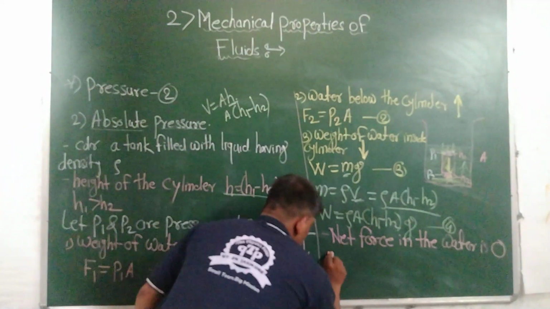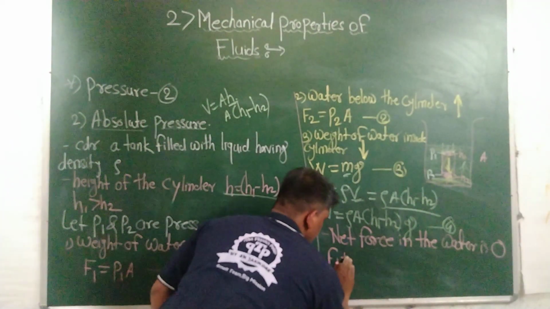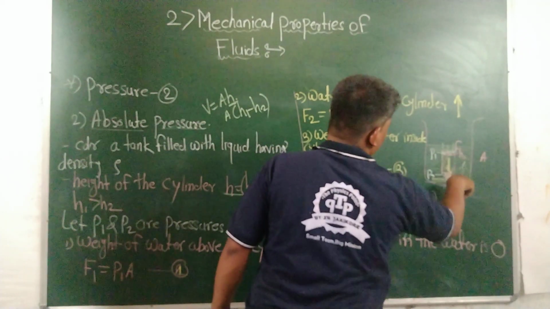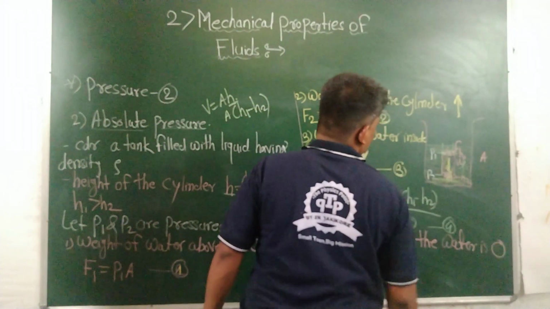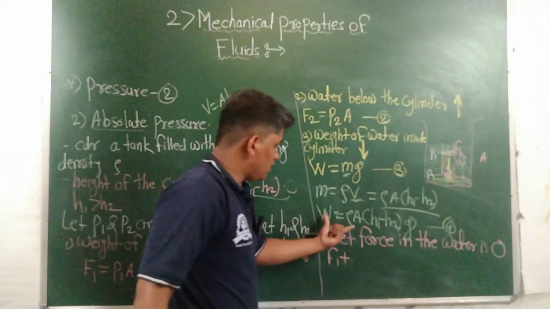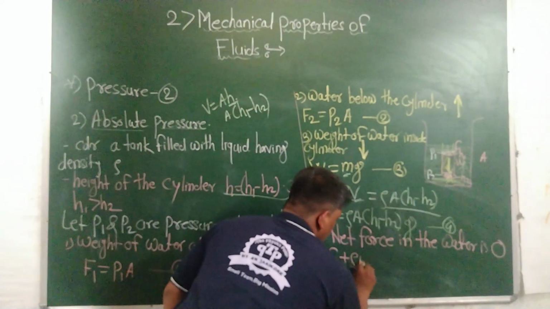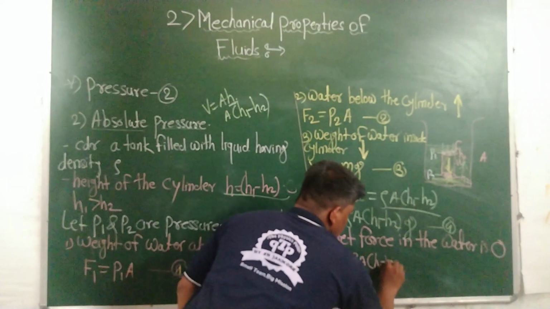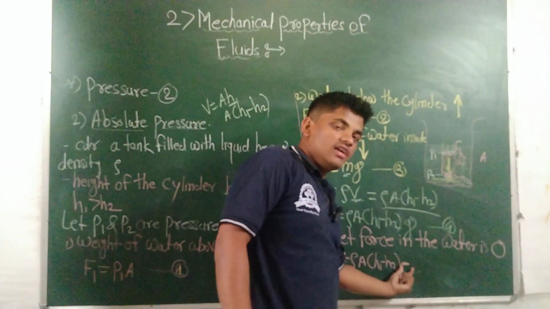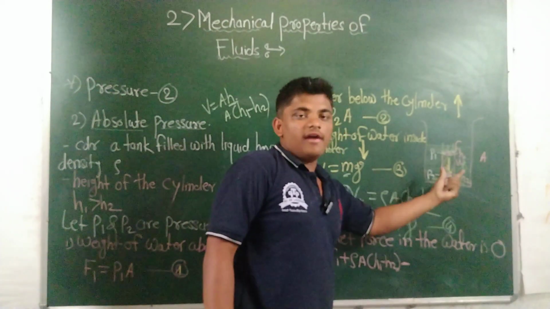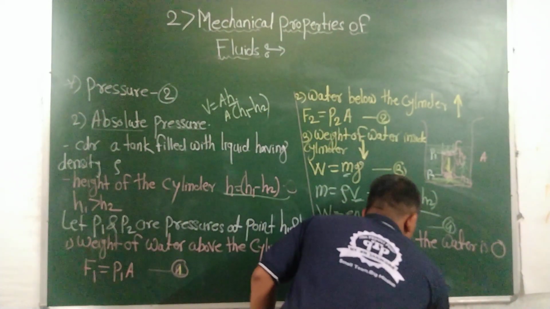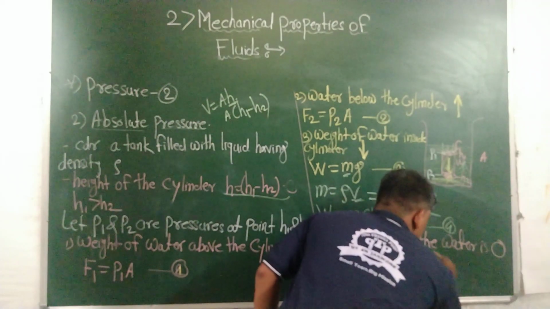Then F1 plus W, where F1 is in the downward direction, as well as the weight, which is also downward, and F2 is the other one. Then F1 plus W, that is rho A (H1 minus H2), minus F2, because I use the minus sign here for F2, which is in the opposite direction to F1 and the weight, is equal to 0.